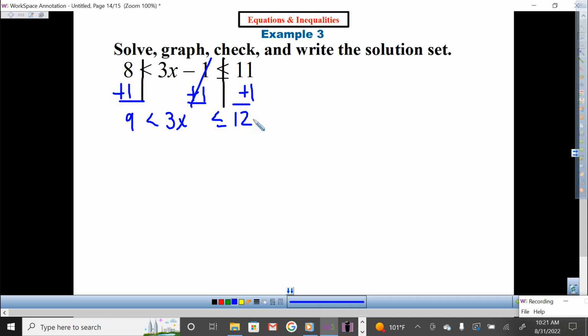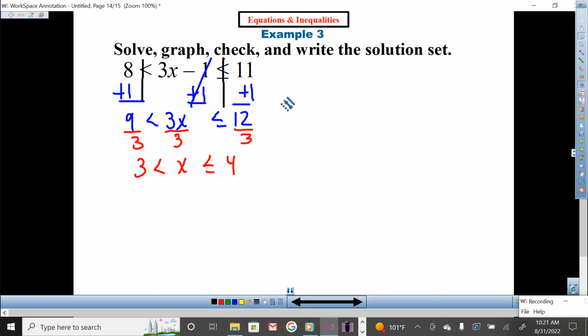All right? Are we good up to right there? Good. All right, but we still need to leave x by itself. Look at it. Therefore, Nayeli, what do I do next? Divide 3 to all sides. All sides. Divide by 3, so this is 3 less than x less than or equal to 4. All right, let's graph this.